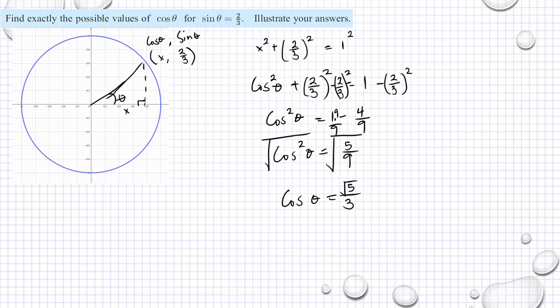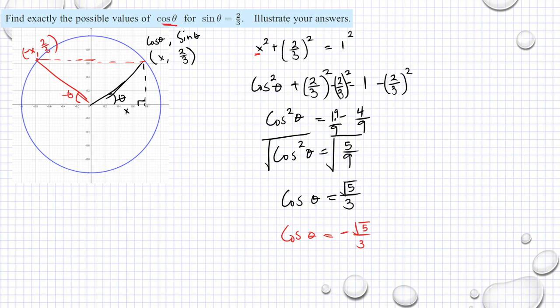If I'm going back to the figure, you can see here that my y is the same here also. This is also the y value of 2/3, and the x value here is negative, as you can see there. So there are two values of our cosine theta. Our cosine theta is also negative square root of 5 over 3. Our x here has two values. Okay.